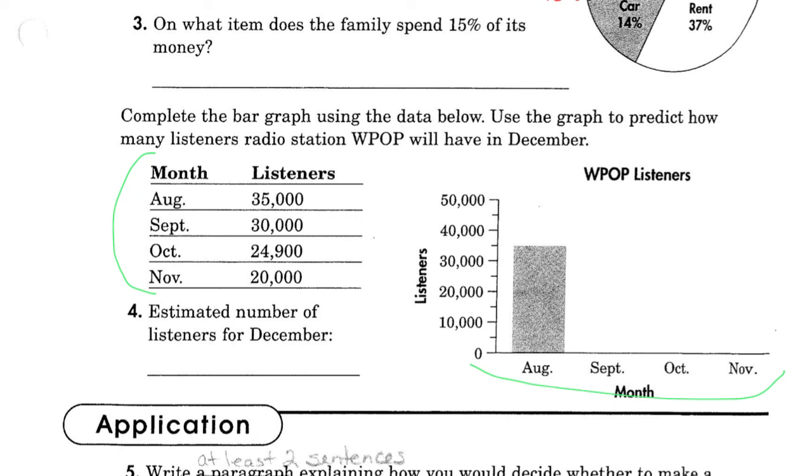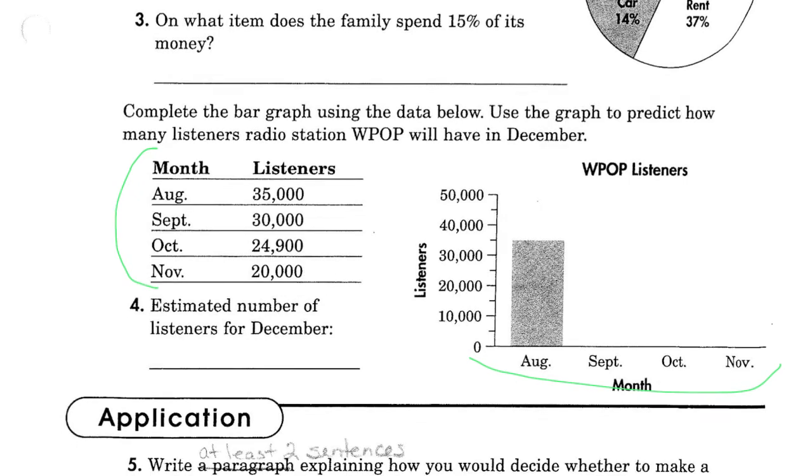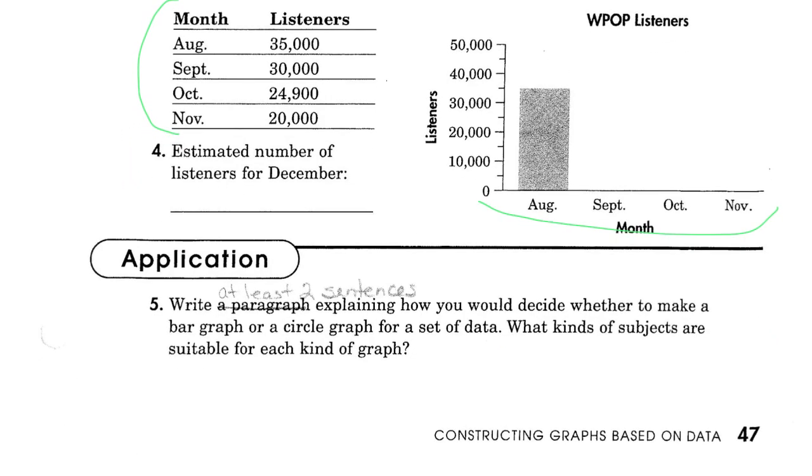So you're going to finish question number 3. You're going to finish the graph. You're going to do question number 4. The last thing that you need to do is it says write a paragraph, and I have marked out and said at least 2 sentences explaining how you would decide whether to make a bar graph or a circle graph for each set of data. What kinds of subjects are suitable for each kind of graph? Now, get something written, give me your reasons. You're going to get credit for doing this.